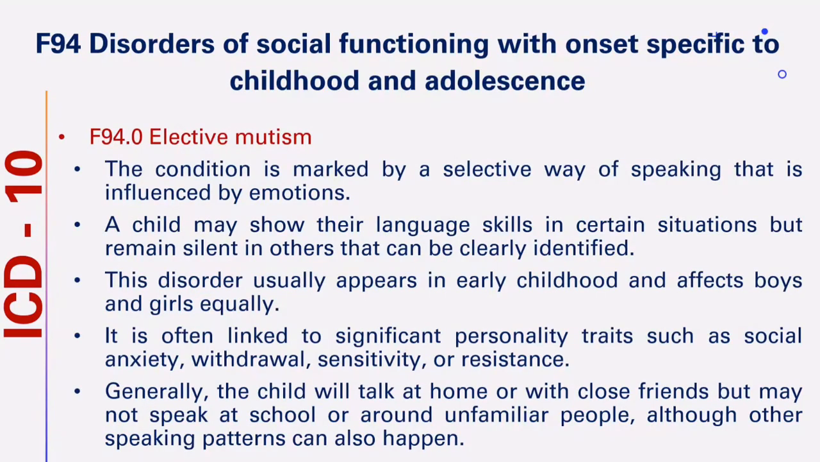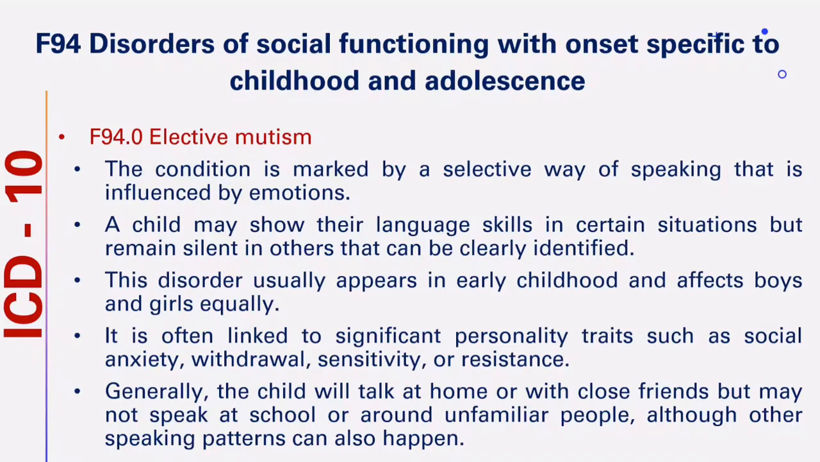Now moving to disorders having onset specific to childhood and adolescence. Elective mutism is marked by a selective way of speaking that is influenced by emotions. The child may show their language skill in certain situations but remain silent in others that can be clearly identified. The disorder usually appears in early childhood and affects boys and girls equally. It is linked to significant personality traits such as social anxiety, withdrawal, sensitivity, and resistance.